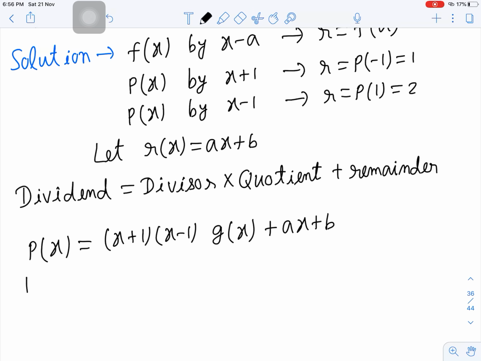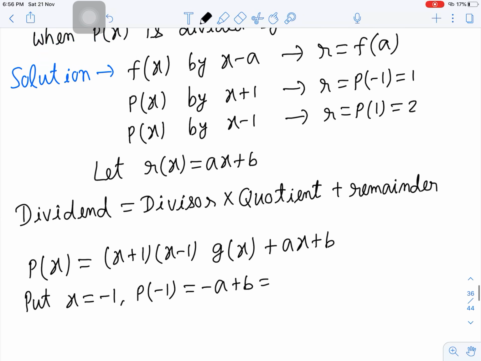So if we substitute x equal to minus 1, then the left hand side will become p of minus 1. Now this will become 0, because if you put minus 1 here, minus 1 plus 1 is 0, this entire thing will be 0. Then this will become a into minus 1 plus b. So a into minus 1 means minus a plus b, and p of minus 1, you know it's nothing but 1.